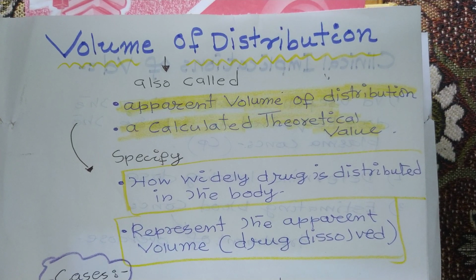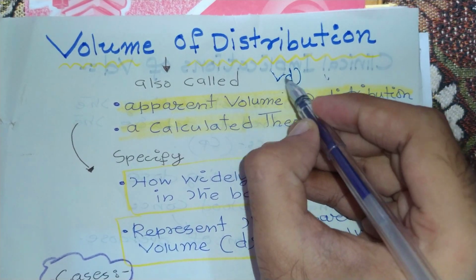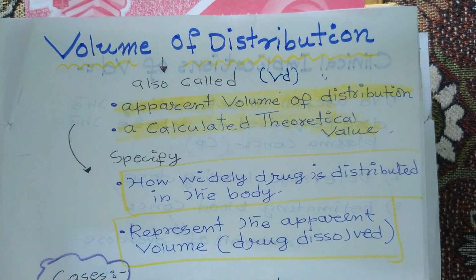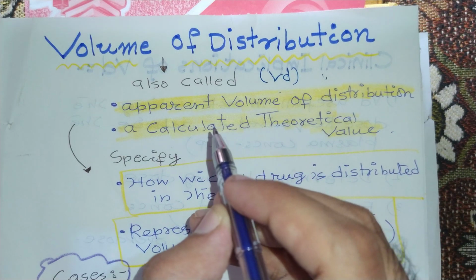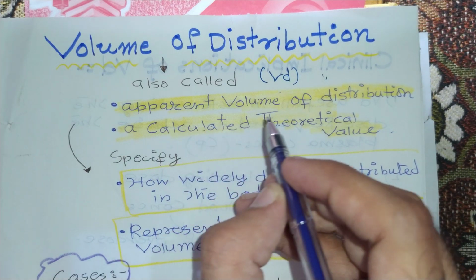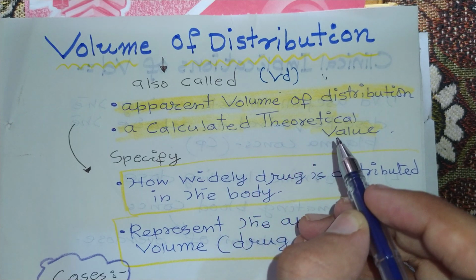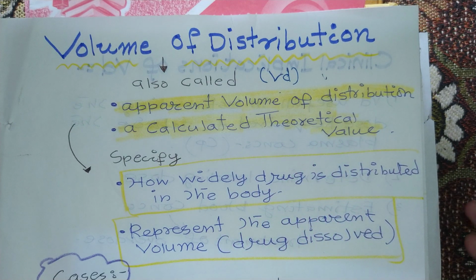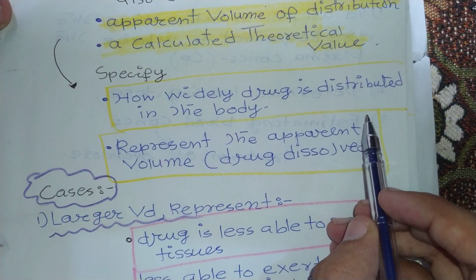Okay, so in this video we will discuss the volume of distribution, which is represented by VD. Volume of distribution is also called apparent volume of distribution. It is basically a calculated theoretical value that will indicate how widely the drug is distributed in the body.